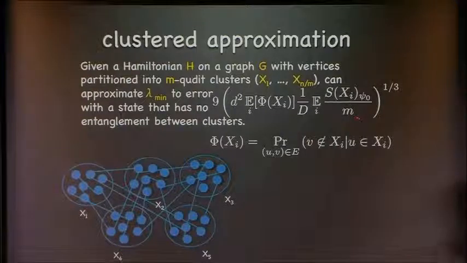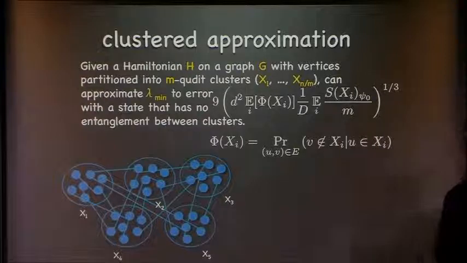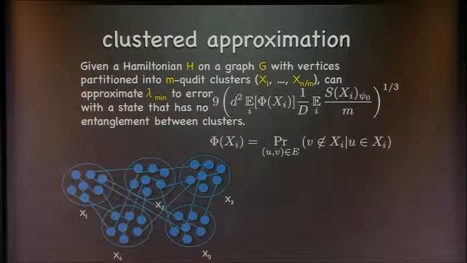Now, this is the error term that you get, which is quite a bit more complicated, but let me unpack it. First, let me define phi of x sub I as the expansion. So x sub I is a subset of vertices, and phi of x sub I is the expansion of that subset. What that means is, if you choose a random edge in the graph that has one endpoint in that set, what is the probability that the other endpoint will be outside of that set? And the average expansion, you can also think of as the fraction of edges that go between clusters. So that's the first term.